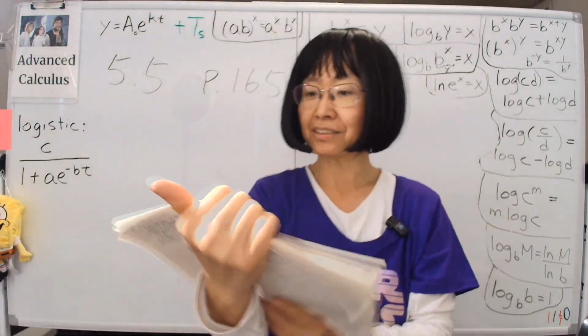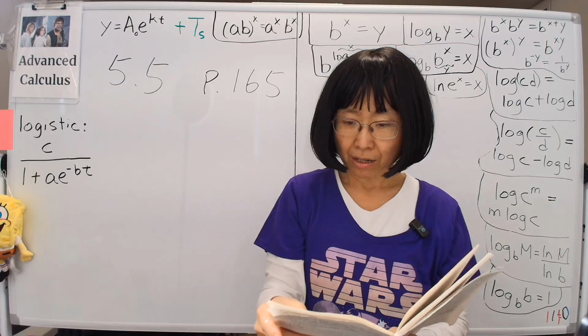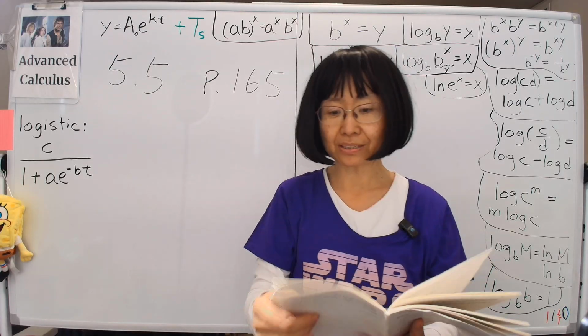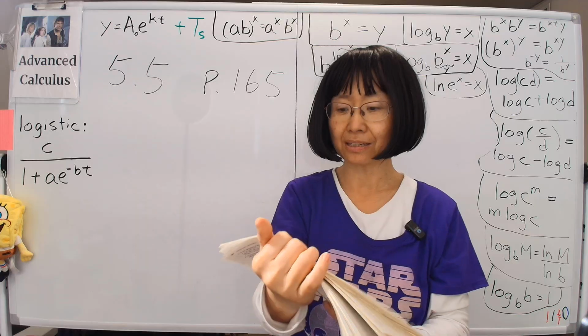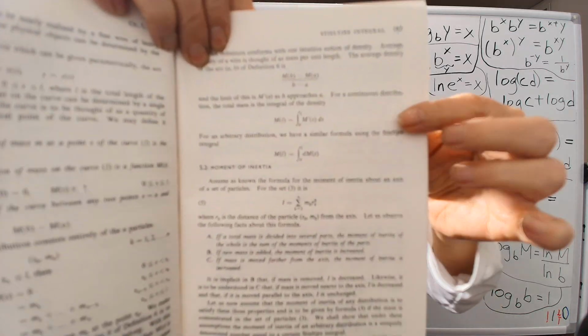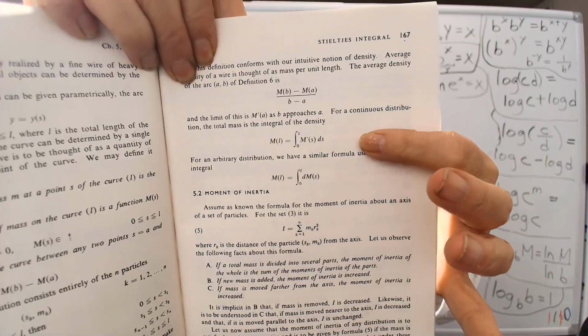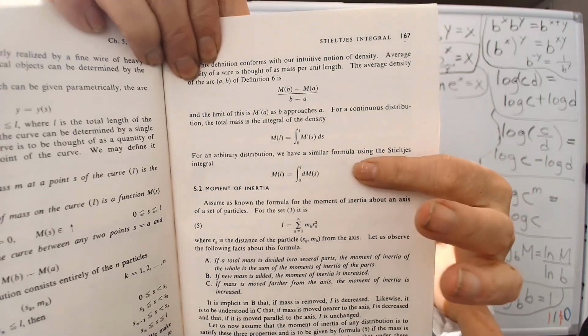And then next we have the total mass. You just add it up, and if it's a continuous function, then you take the integral. So here's the total, right? The total mass of a certain chunk is the integral of m prime ds.